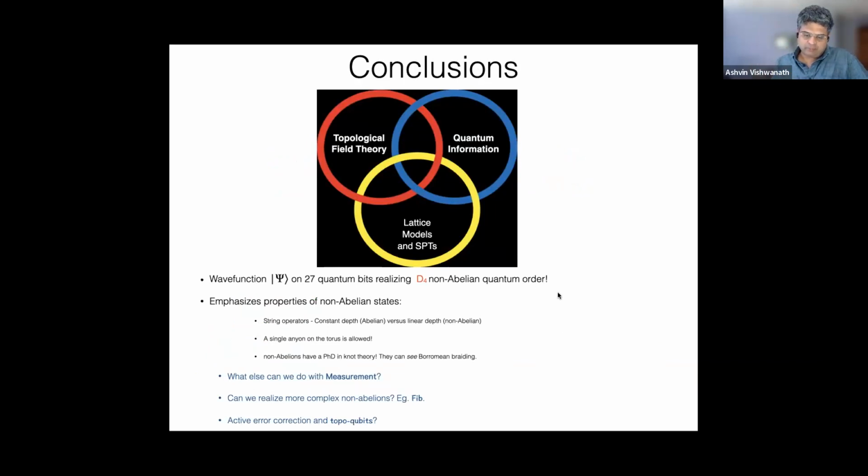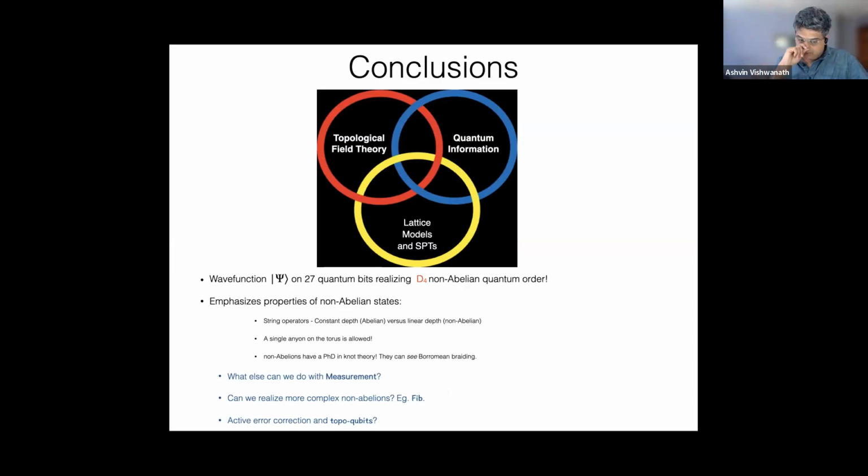very quickly tell you a little bit about creating non-Abelian topological order, and the main point is that this set of 27 ions on this chip actually has the same entanglement as D4 non-Abelian topological order. Okay, that's the clear connection between the two, and it emphasizes some of the unique properties of these non-Abelian states that I talked about. And the key ingredient here was measurement.